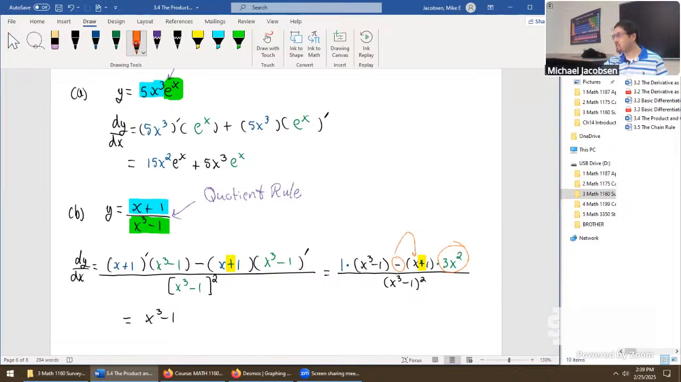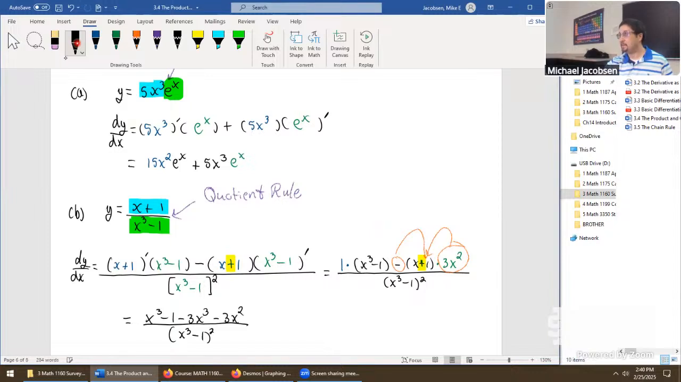This is a negative x times 3x squared. So now altogether, this is negative 3x cubed. Then another distribution. Here to here is negative 1 times 3x squared, so negative 3x squared. And the whole denominator is x cubed minus 1 squared.